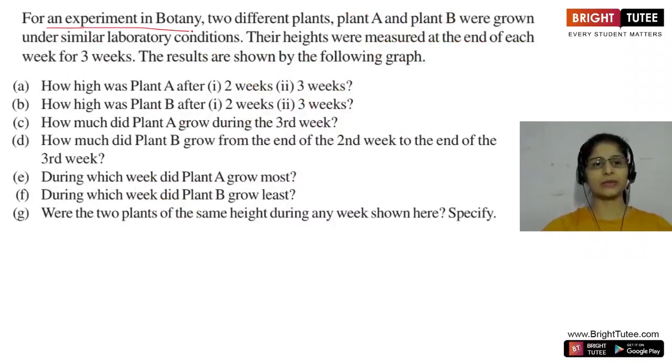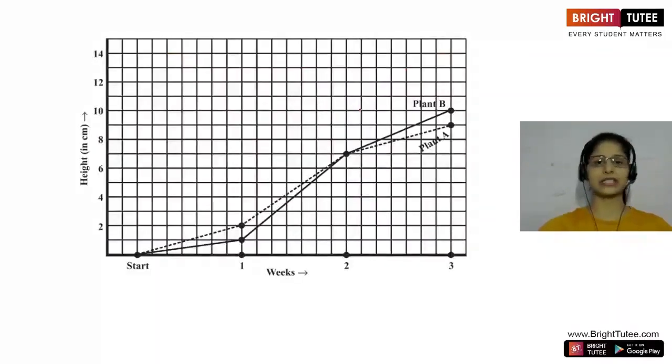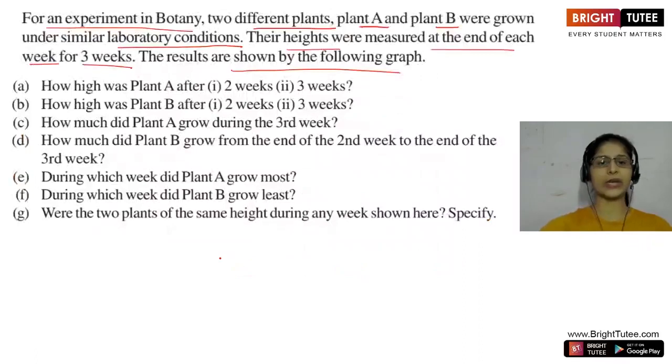Here it is saying, for an experiment in botany, two different plants, plant A and plant B, were grown under similar laboratory conditions. Under the same conditions, two plants were grown. Their heights were measured at the end of each week for 3 weeks. Like for 3 continuous weeks, at the end of every week, we were checking the height. Now the results are as shown in the graph. You can see this graph. So plant A and plant B are shown. For plant A we are using the dotted line, and for plant B we are using a solid line. And here it is first week, second week, third week, and on the vertical there is height in centimeters. Okay, let's see the questions.